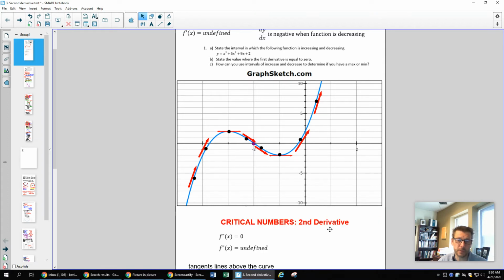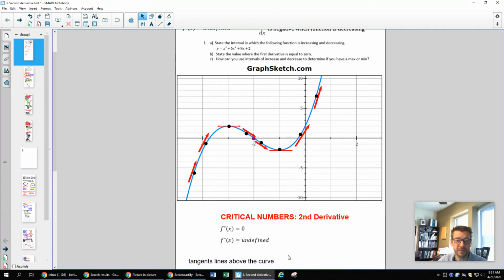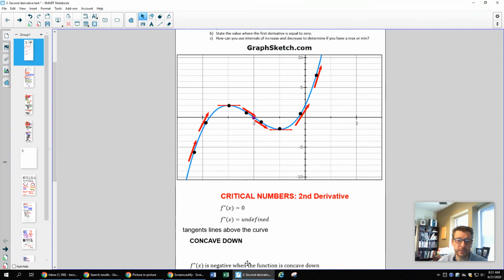So we also have critical numbers for our second derivative, just like we have critical numbers in the first derivative. So we want to know, where is the second derivative equal to zero? Where is the second derivative undefined? Because where it's not zero and not undefined, the second derivative is either going to be a positive value or a negative value. And what we find out is if you were to find the second derivative in all these places where you're concave down, and we'll do this later on in an example, all these second derivatives are negative. So when your second derivative is negative, your function is concave down.